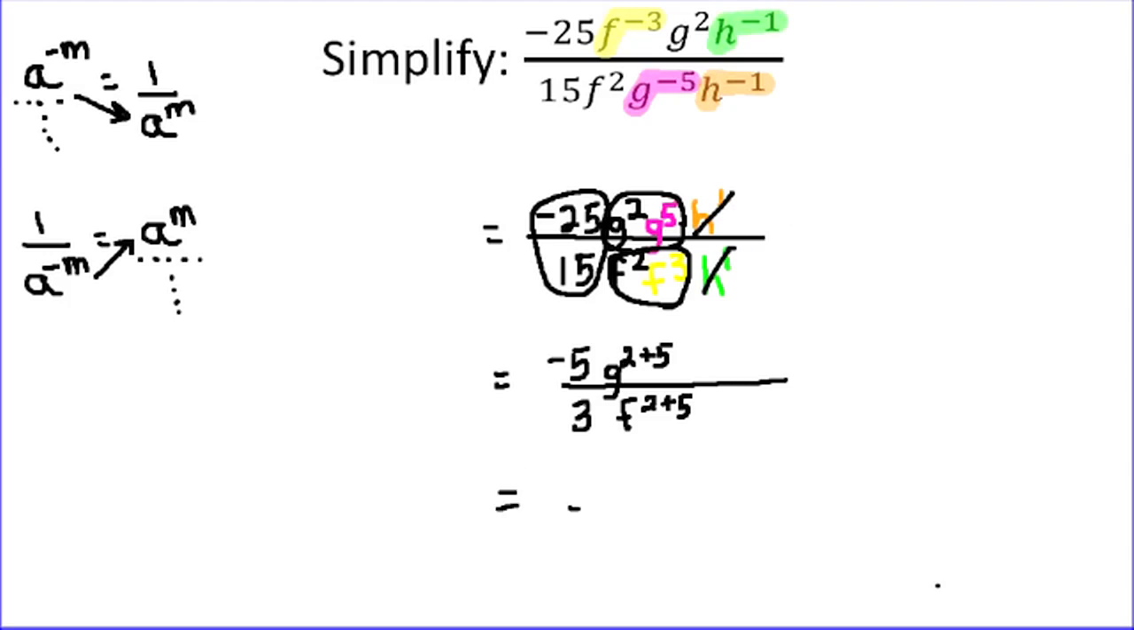So now let's simplify this even further. Negative 5 over 3, g to the power of 2 plus 5 is g to the power of 7, and f to the power of 2 plus 3 is f to the power of 5. I can't read that writing very well, and I had written a 5 where it should have been a 3. Hopefully that little mistake did not mess you up too badly. So now you see I have my simplified form, and it's the exact same as I got with the other method from the previous video.